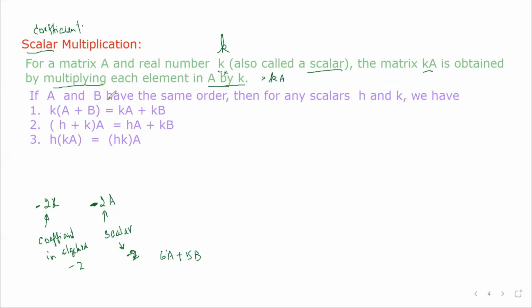Now you see if matrix A and B have the same order. Again, really important, they have to be the same order for plus and minus. If different orders, no solution. For any scalars h and k we have the following. In the case I gave you, the number 6 can be h and 5 can be k. You can use any letter, but in this handout they use h and k as scalars for the matrix. So first, if they are the same order, then k, the scalar, times the whole bracket, matrix A plus matrix B, equals kA plus kB.